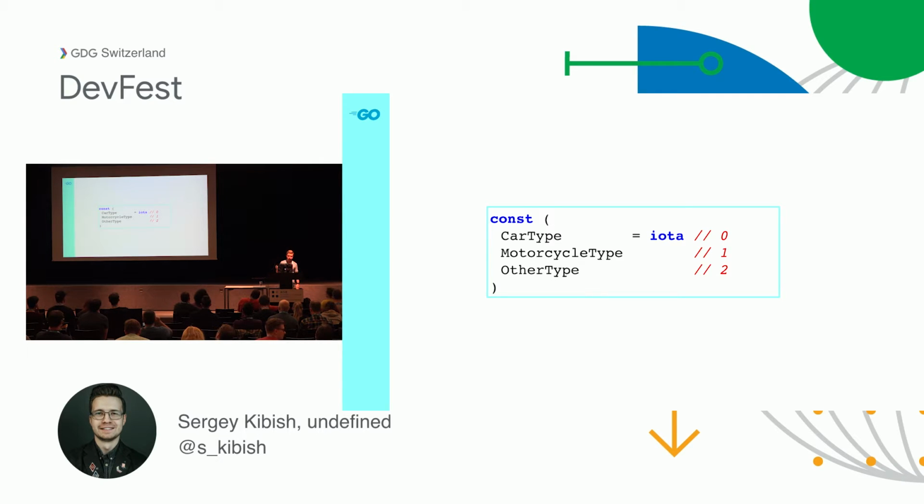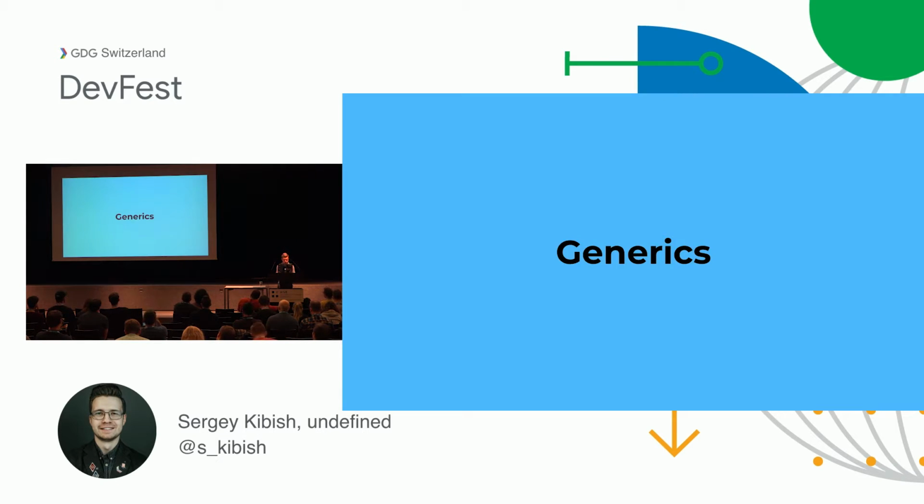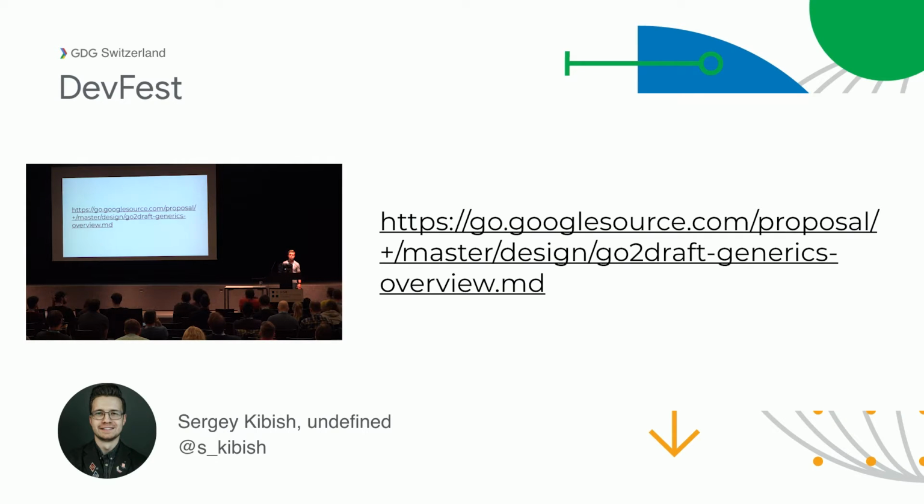Another hot, popular topic, generics. So Go currently doesn't have generics. So this is, I think, a good point and a bad one at the same time. There are currently some drafts in a second version, so you can read more about what's happening there. But currently, in the communities, there are still some discussions going.